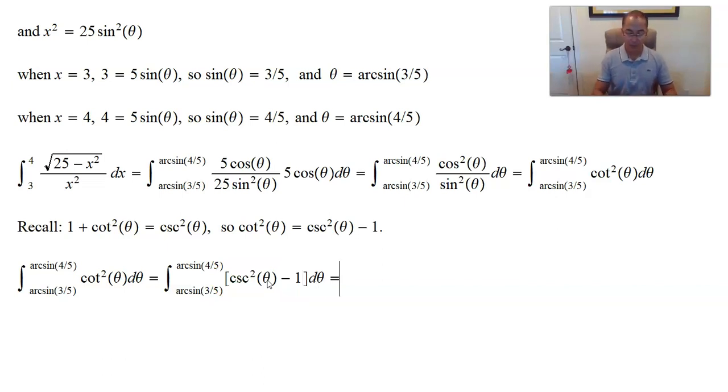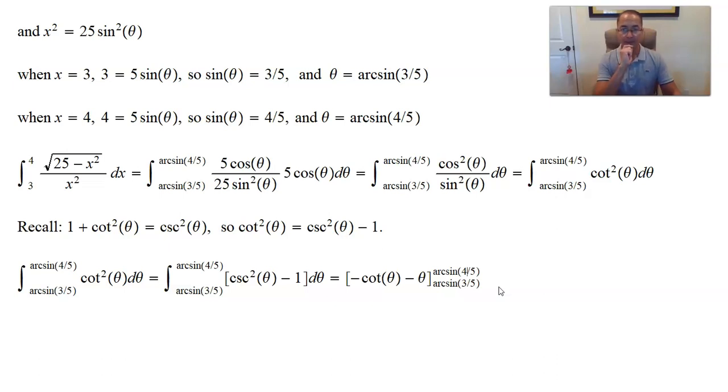Okay, so the integral of cosecant squared is cotangent, no, negative cotangent. The derivative of cotangent is negative cosecant squared. So the integral of positive cosecant squared is negative cotangent. And the minus 1 becomes minus theta. We evaluate from the lower limit, arc sine of 3/5, to the upper limit, arc sine of 4/5. Let me just change that to a 4.